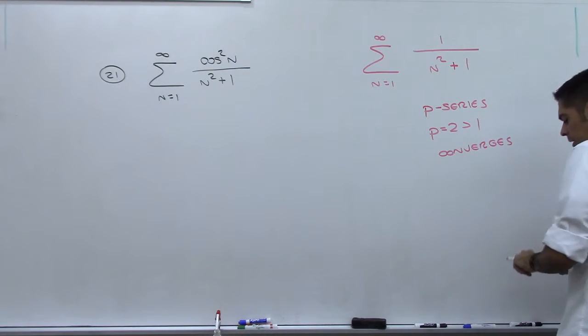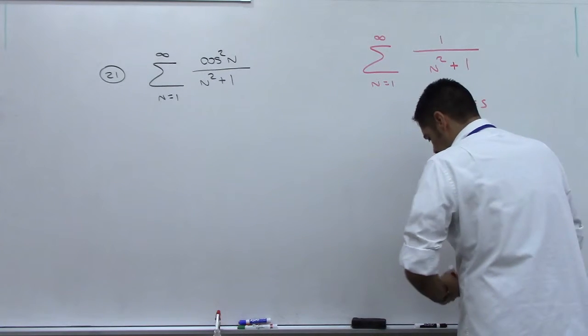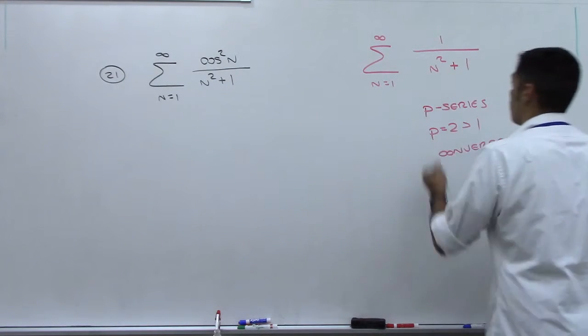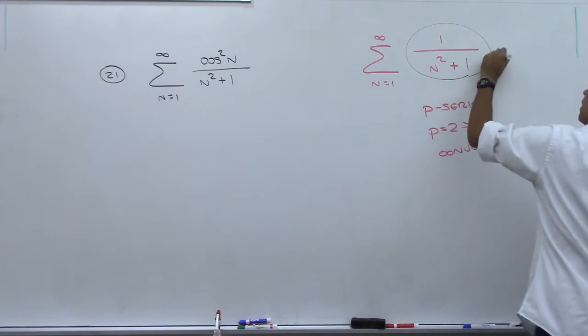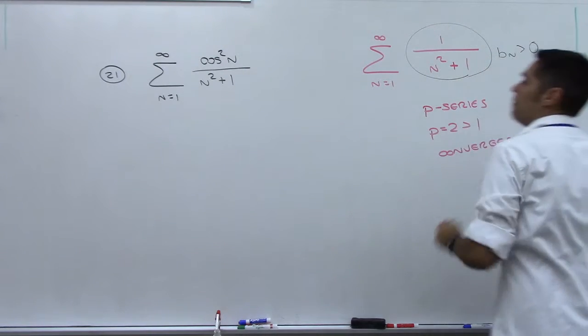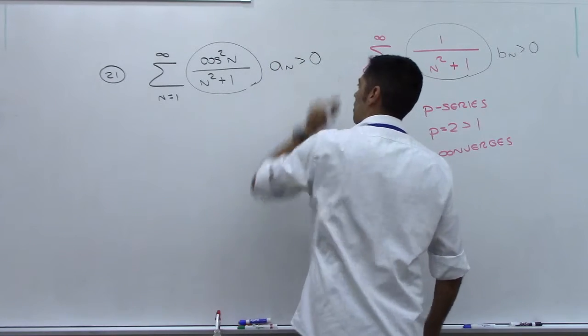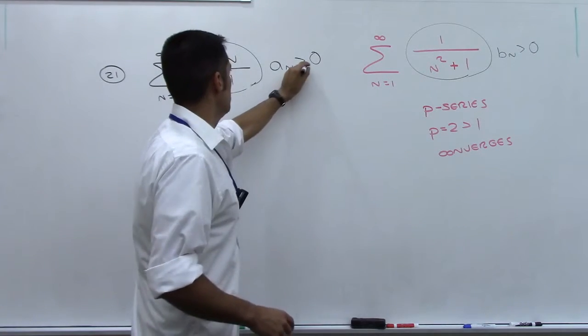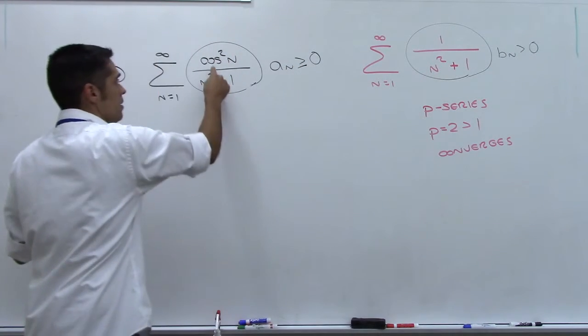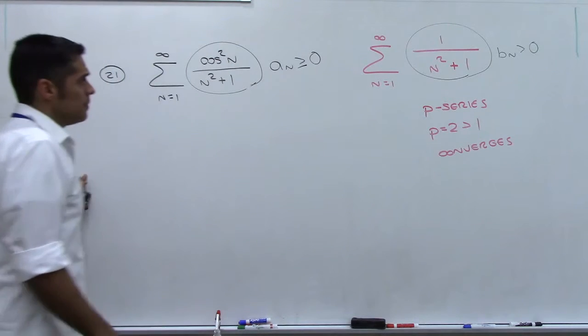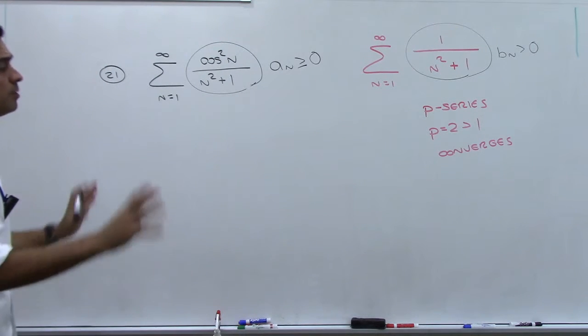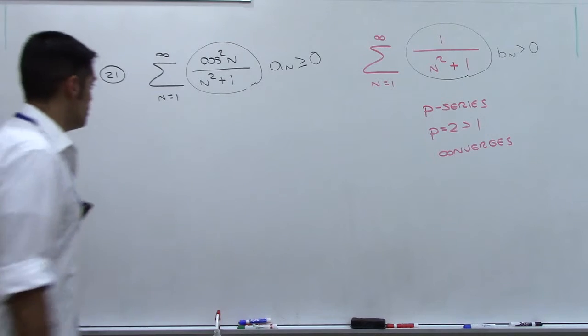So I'm going to be comparing the sequences to each other now and hoping to get an inequality to work out here. This is going to be my b sub n. It's greater than 0. This is my a sub n, and that's also greater than 0. It could also be equal to 0, depending on whether or not that cosine turns out to be 0 on top. But they're both non-negative, so we should be okay here.